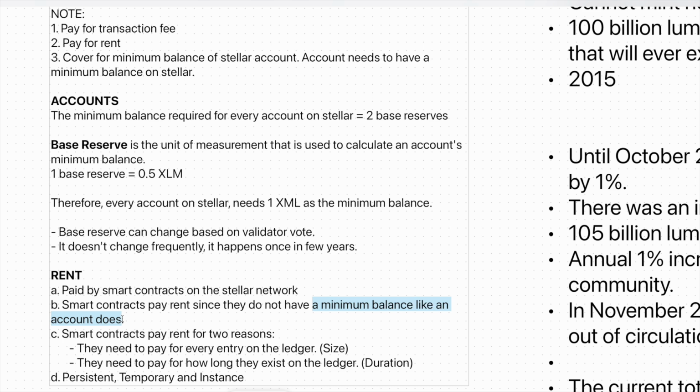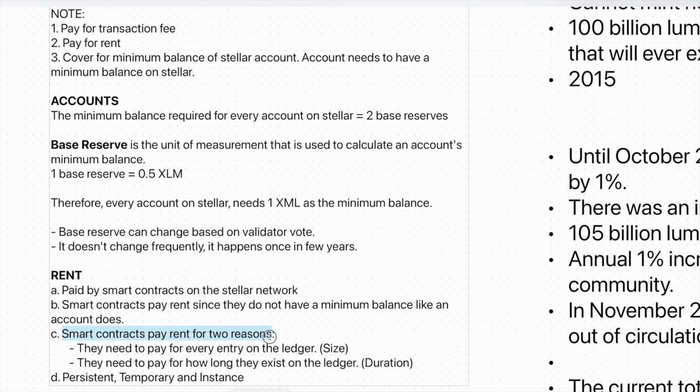Now the rent is charged for every entry on the ledger. This is how it goes. Smart contracts are deployed on the network, so they live on the ledger. For every entry on the ledger, you need to pay rent. And for how long that entry or the contract exists on the ledger, you also need to pay rent. Those are the two reasons we need to pay rent. Because they are not accounts with base reserves, smart contracts pay rent for two reasons.